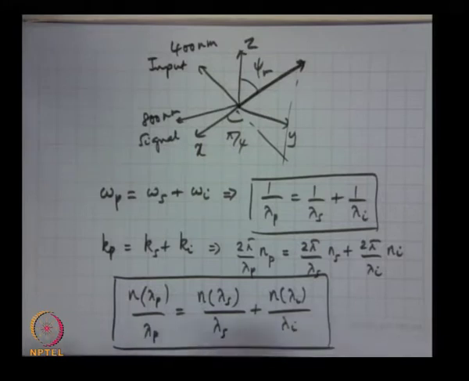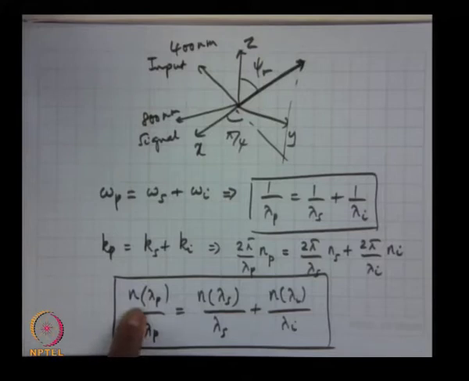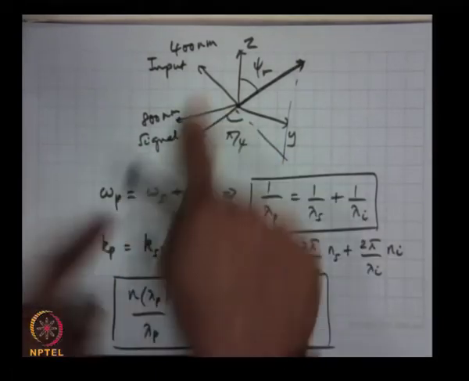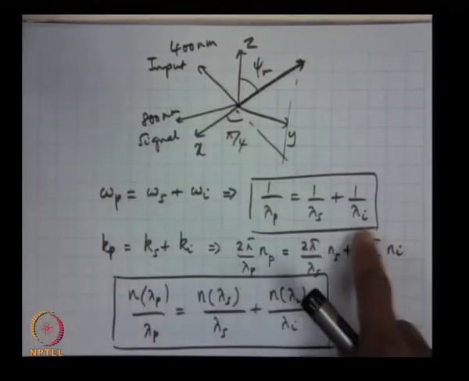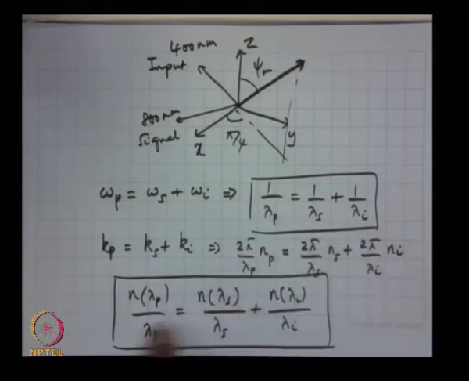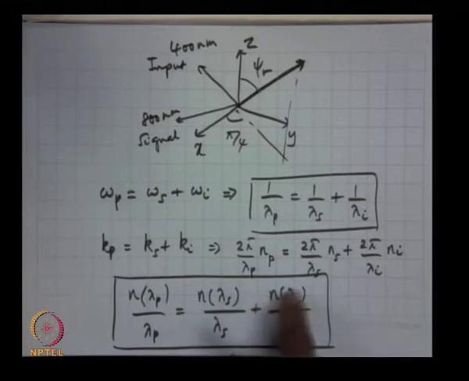I have not written right now whether they are extraordinary or ordinary indices, but if I take this example of KDP, these two must be ordinary and this must be extraordinary, because the higher frequency wave is extraordinary and the lower frequency waves are ordinary waves. Just this example. So this could be a situation where lambda s is equal to 800, lambda I is equal to 800, and I get lambda p as 400 nanometers, and corresponding refractive indices. These two wavelengths are equal, so these two refractive indices are equal, and this equation just tells me n at lambda p is equal to n at lambda s is equal to n at lambda I.